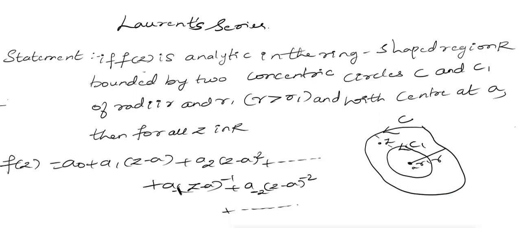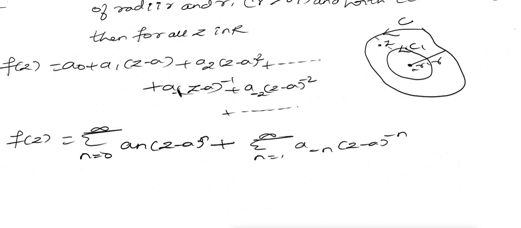Then the function f of z will be a0 plus a1 (z minus a) plus a2 (z minus a) the whole square. Similarly, you have the positive expansion. Along with that, you have the negative expansion. Laurent series contains both the positive series and the negative series. So the negative series is a minus 1 (z minus a) whole power minus 1 plus a minus 2 (z minus a) whole power minus 2. So this expansion has been summarized as a summation of positive terms and a summation of negative terms.